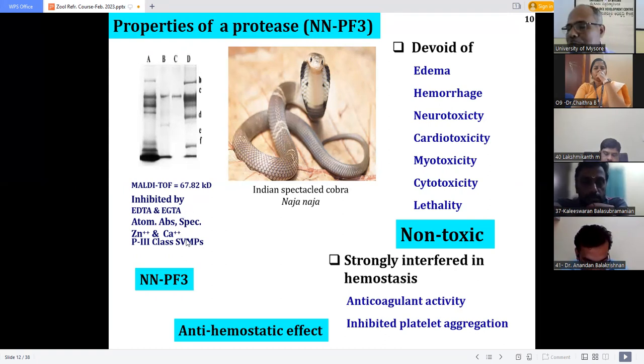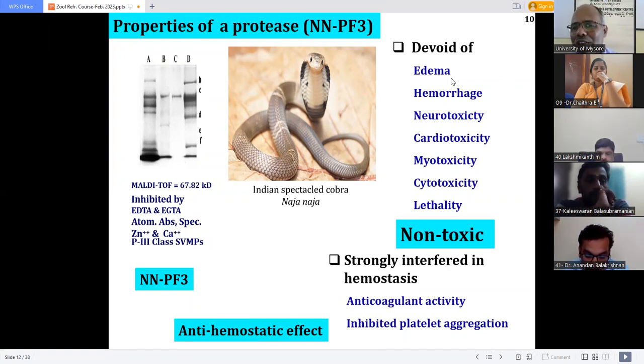And atomic absorption spectrometry confirmed the presence of both zinc and calcium in the molecule. So thus our protease is a metalloprotease. And don't worry about that. So this protease belongs to the P3 class of snake venom metalloproteases. P1, P2, P3 classes of snake venom metalloproteases. There is a classification. Don't worry about that. So our enzyme belongs to the P3 class of snake venom metalloproteases.